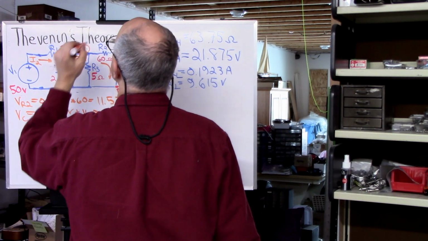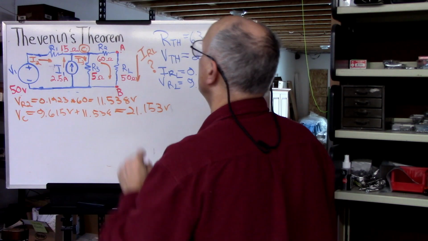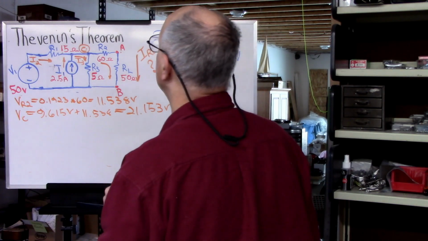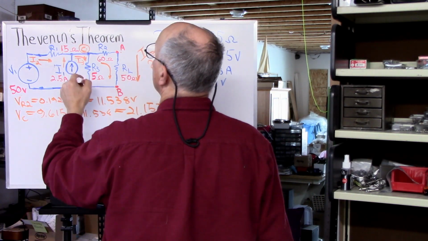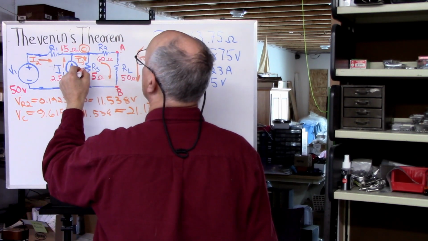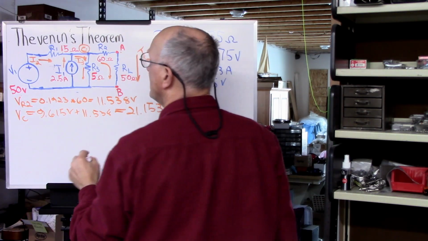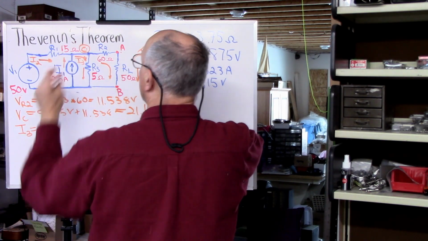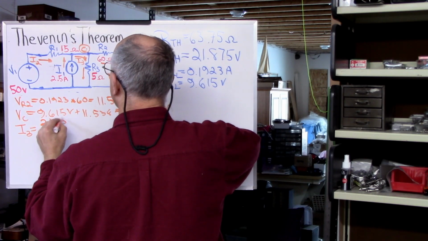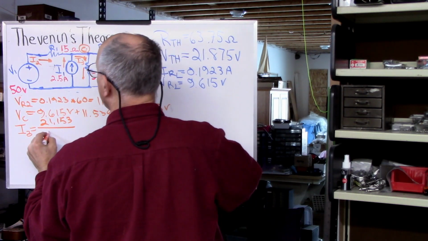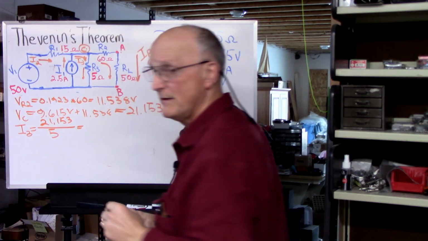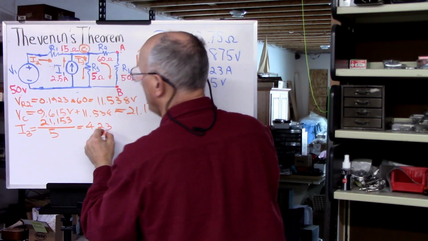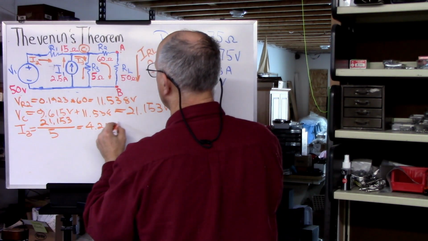That's the voltage at this point. Now, if we know the voltage at this point is 21.153 volts, because that's across R3, we can calculate the current through R3. I3 is equal to this voltage, because it's across the resistor, divided by the 5 ohms. So I3 works out to be 4.2306 amps.